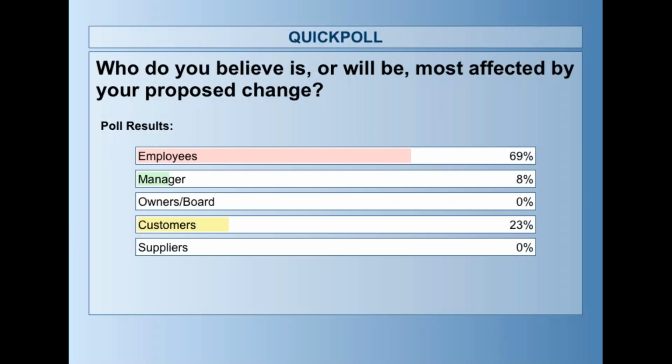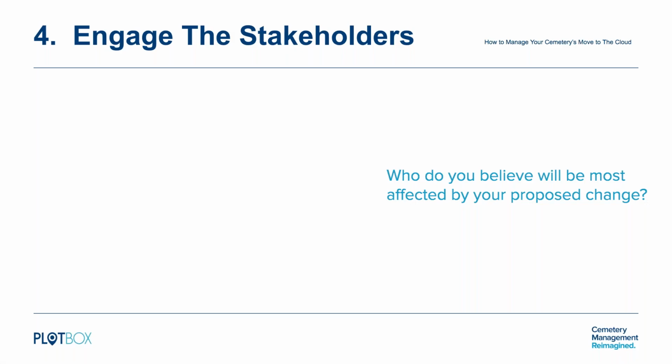Okay, here are the results then. Most people, at 69%, are saying the employees will be most affected, managers 8%, owners or the board 0, customers nearly a quarter at 23% and 0% on suppliers. So employees and customers lead there, and that's something we probably hear quite a bit. So that's good to know that you guys are on a similar road, so to speak. Okay. So that's going to help us with some of the later content.